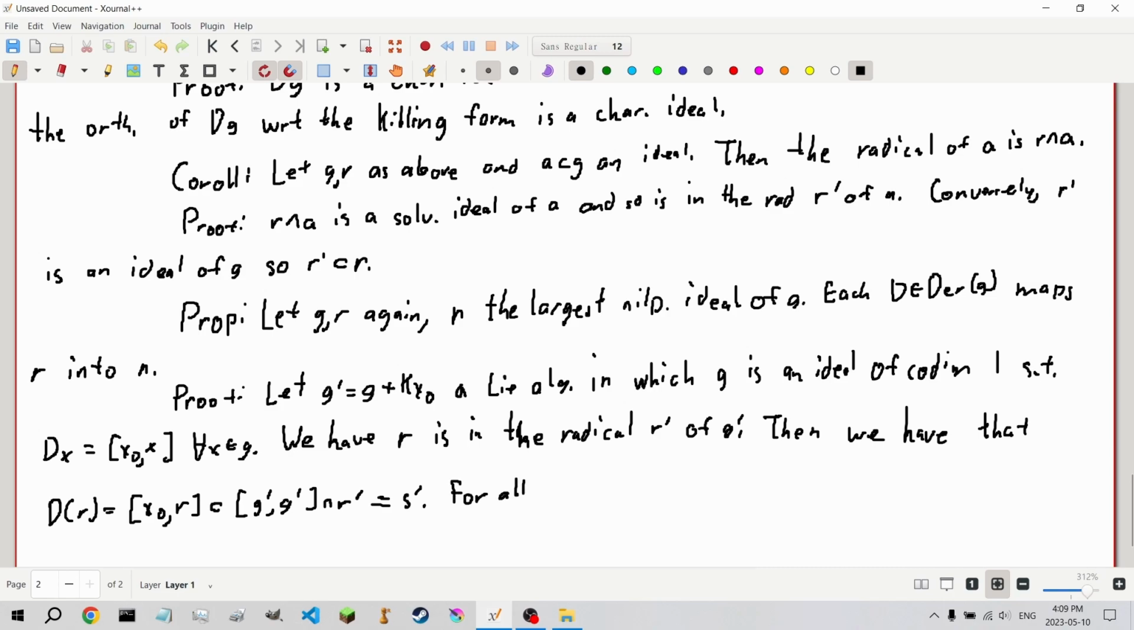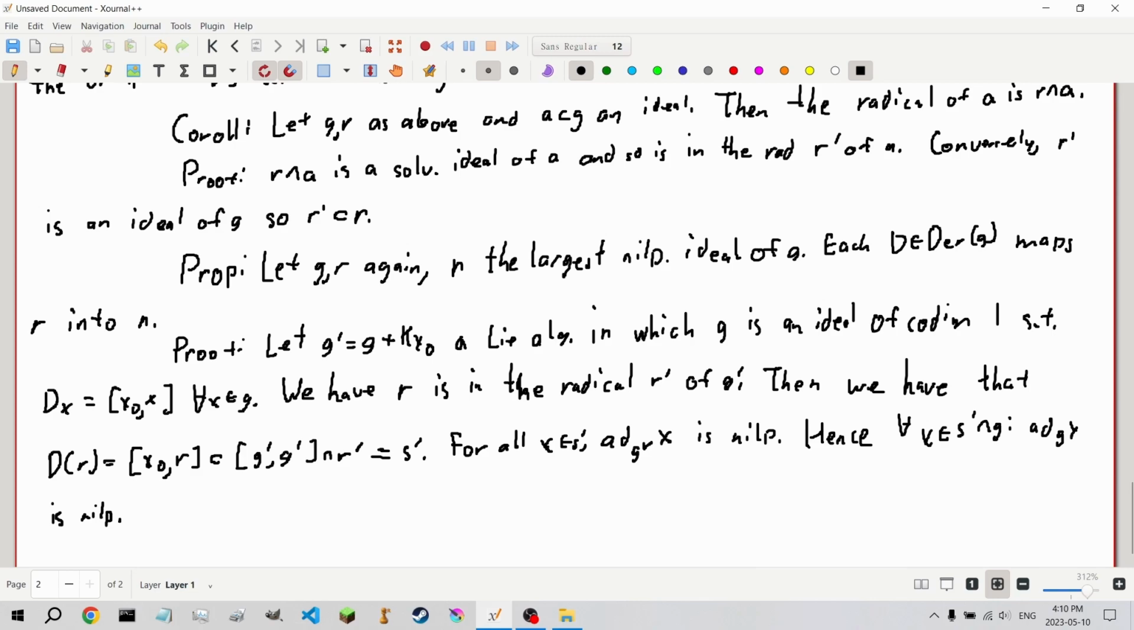As you'd expect, for all x in S prime, the G prime adjoint of x is nilpotent. Once again, from our first theorem of solvable algebras. Hence, for all x in the intersection of S prime and G, the G adjoint of x is nilpotent. Hence, d of r is in the nilpotent ideal S prime intersect G of G.